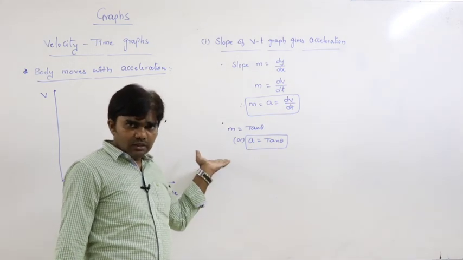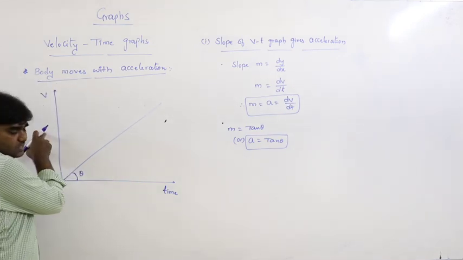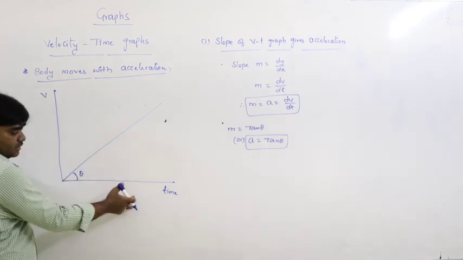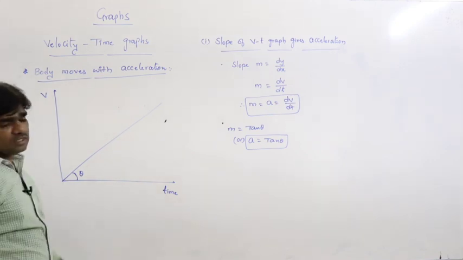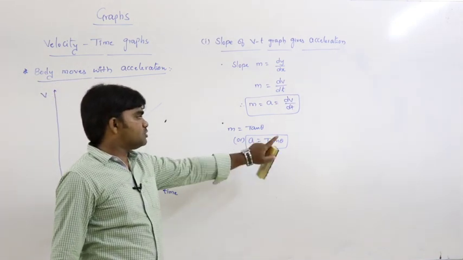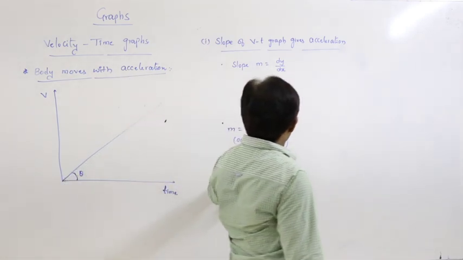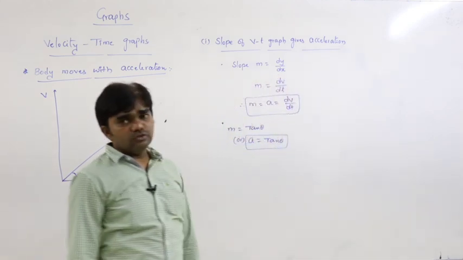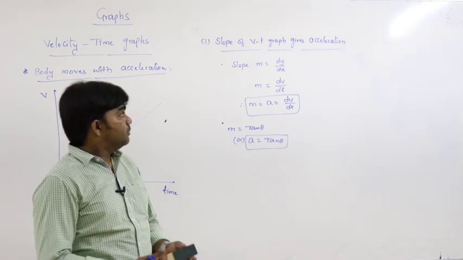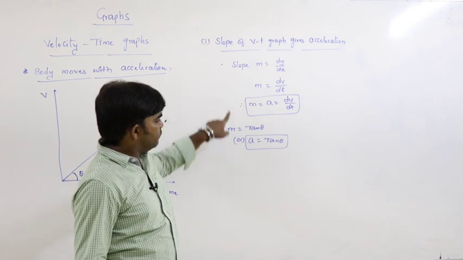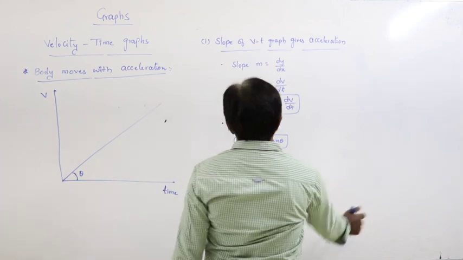Why tan theta? In the previous case we discussed. Tan theta formula is opposite side by adjacent side. What is opposite side? Velocity. Adjacent side is time. Therefore tan theta is equal to velocity by time. Therefore A equals tan theta here. So this is the slope. So slope of velocity time graph gives acceleration. Slope of displacement time graph gives velocity, but here slope of velocity time graph gives acceleration.